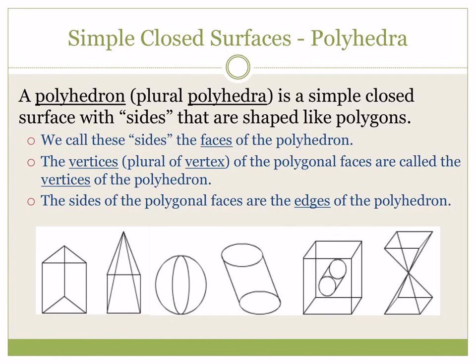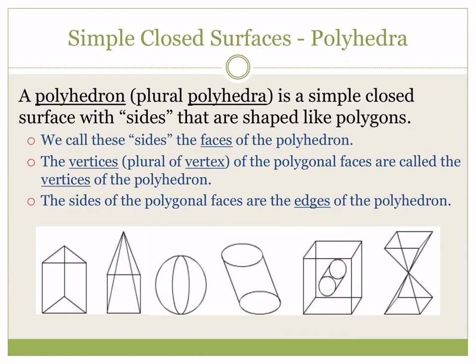The vertices, vertices being the plural of vertex, of the polygonal faces are called the vertices of the polyhedron. So it's all the corners. It's a fancy way of saying the corners. Vertices are the corners of the polyhedra. Faces are the flat, two-dimensional objects. And then the sides of the polygonal faces are called the edges of the polyhedron. The edges are the line segments that connect the corners to each other. These are the edges of the polyhedron.